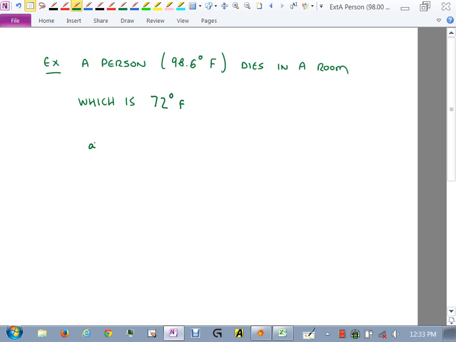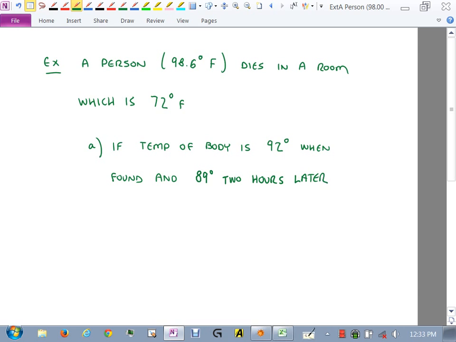All right, so first question. If the temperature of the body is 92 degrees when found, and let's say 89 degrees 2 hours later, then what is K? What is the constant?